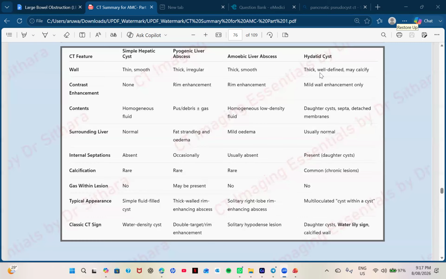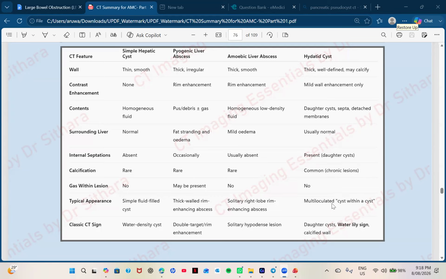The hydatid cyst has a thick, well defined wall and may calcify, depending on the different types of hydatid disease. The contrast shows mild wall enhancement only. It can present with daughter cysts and septa, and it can have a detached membrane. If it ruptures, you can see the water lily sign. The surrounding liver is usually normal. Due to septation there can be daughters inside the mom. Calcification is common, very common in a chronic lesion.